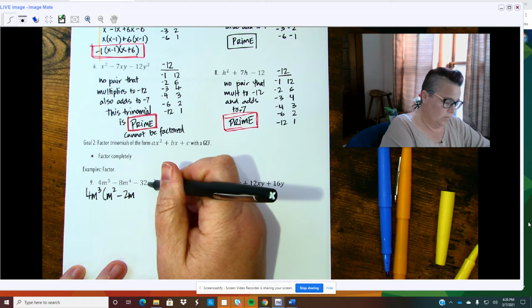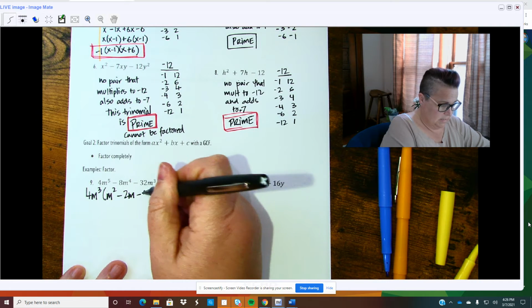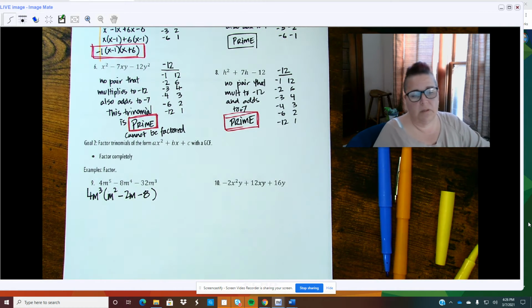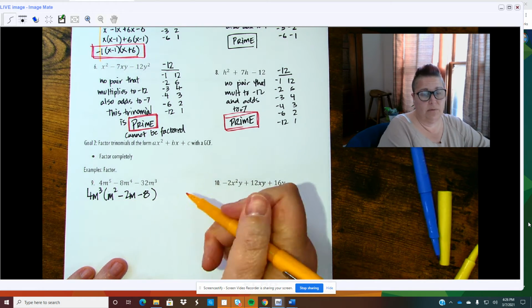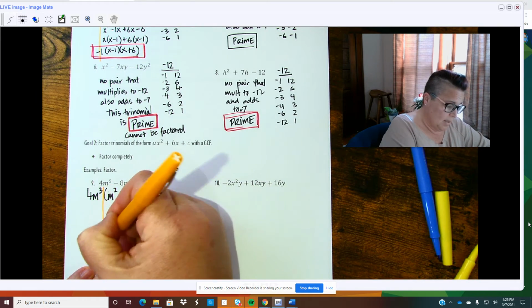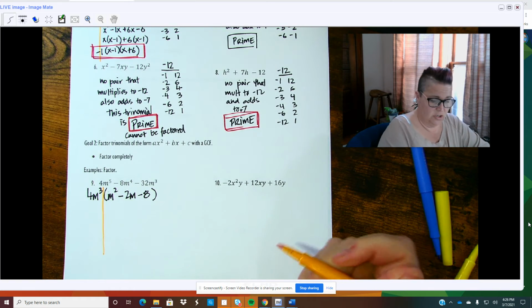What's that going to be? 4 minus 8. Okay, so once I pull out the greatest common factor first, that leaves me with an m squared minus 2m minus 8. Now, this is a trinomial. This is exactly what we've been practicing. So I'm going to see if this can get factored.